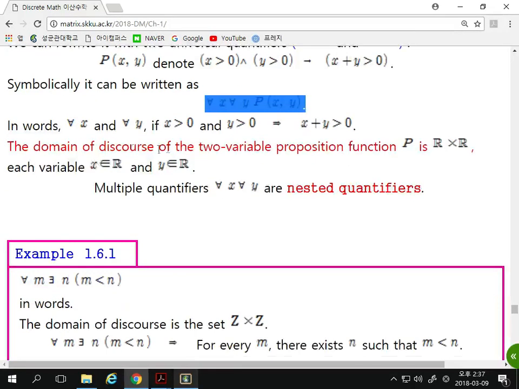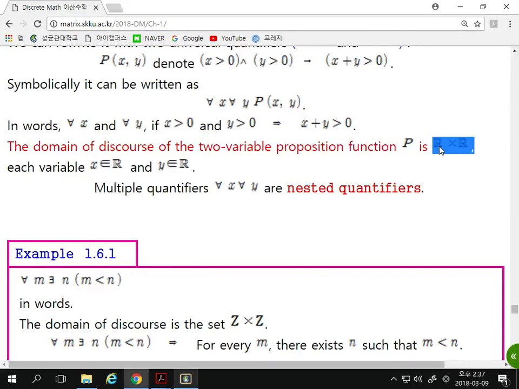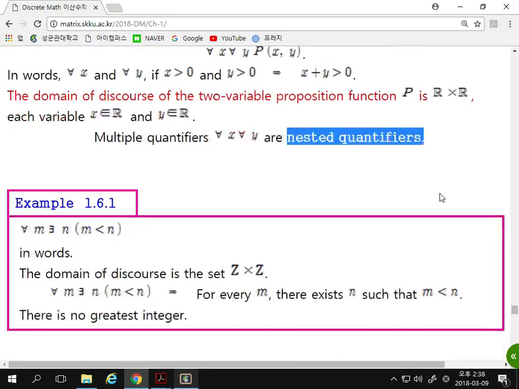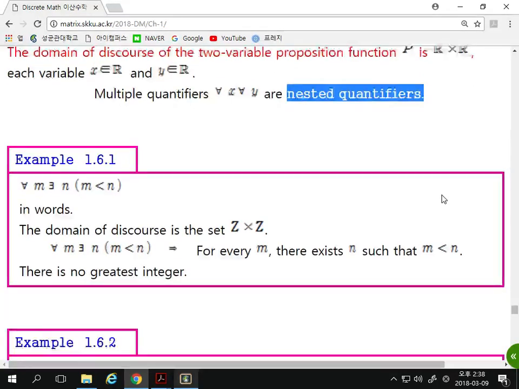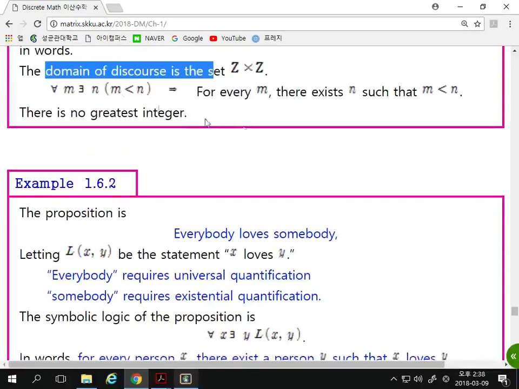The domain of discourse of the two-variable propositional function P is R cross R. Okay. The domain is a cross product of R and R. Multiple quantifiers, for x, for y, are called nested quantifiers. Here, for all m, there exists n such that m is less than n, in the integers, then the domain of discourse is Z plus Z.